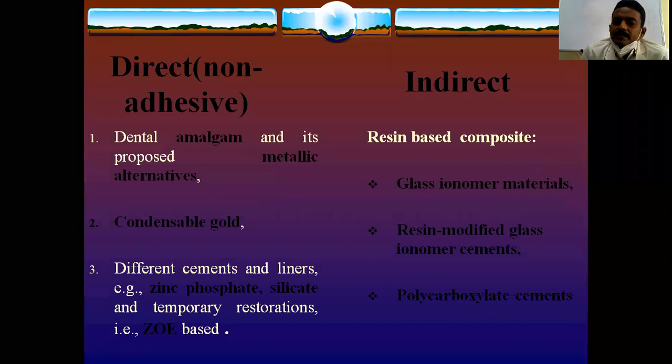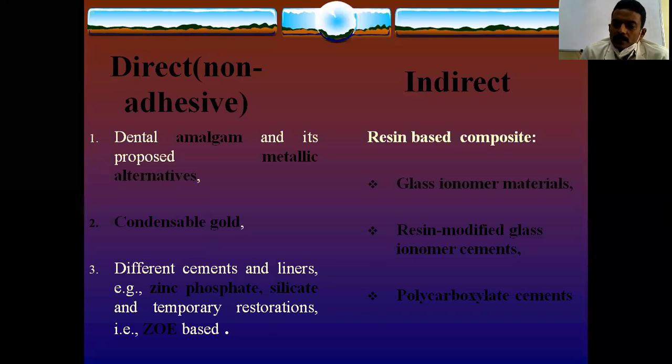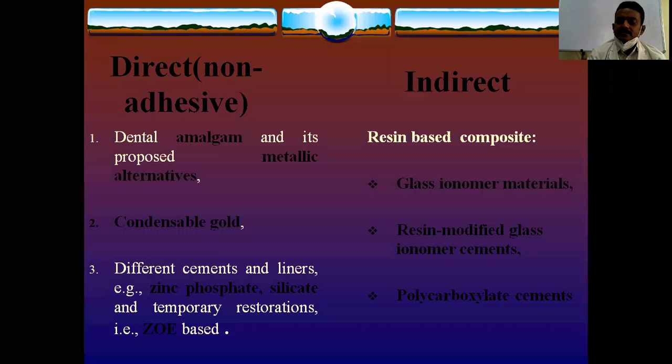See, the dental amalgam and its proposed metallic alternatives. Condensable gold. Different cements and liners like zinc phosphate cement, silicate cement, and temporary restorations. The most commonly used material is ZOE. ZOE is called zinc oxide eugenol. Coming to the indirect materials, these are resin based composites and the most commonly used material is GIC, that is glass ionomer materials and resin modified glass ionomer cements.